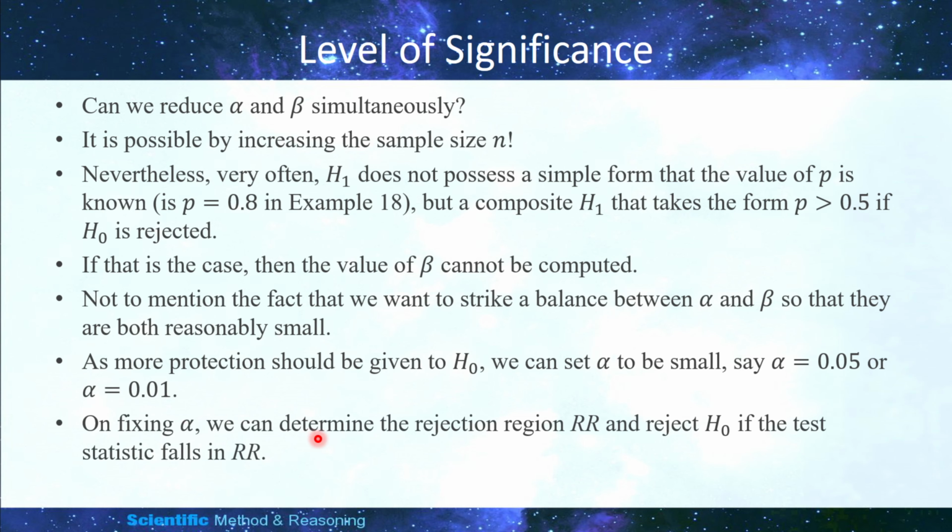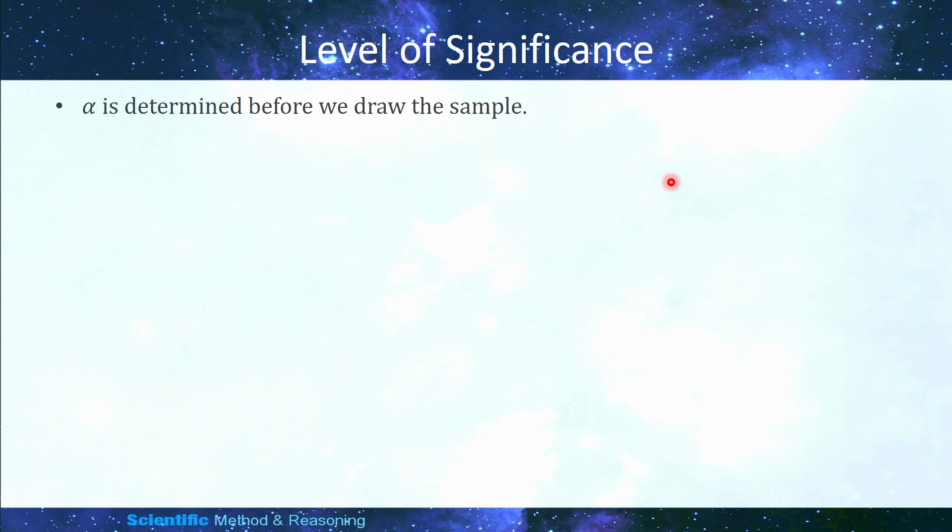On fixing alpha, we can determine the rejection region and reject the null hypothesis if the test statistic falls in the rejection region. Okay, so we do it the other way around. Or we can reject the null hypothesis if the p-value is less than alpha. That alpha is then the tolerance limit, or the level of significance, as specified before the data collection process. Okay, so the two procedures are actually identical.